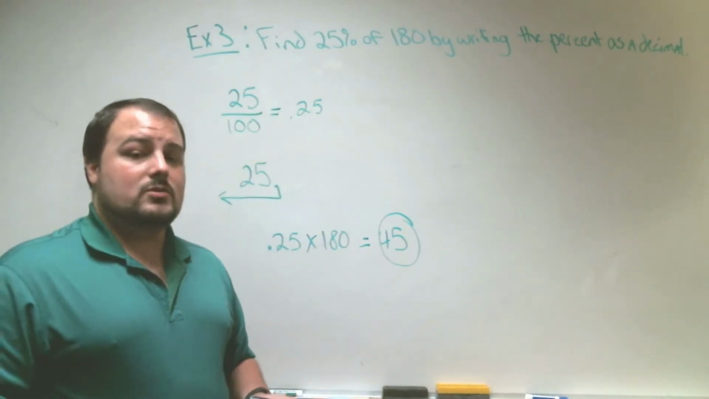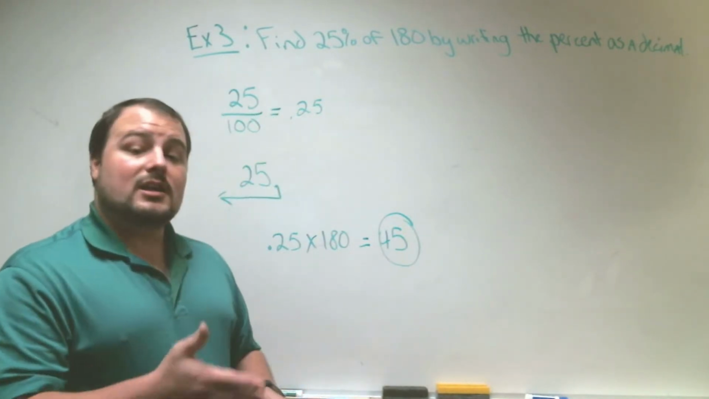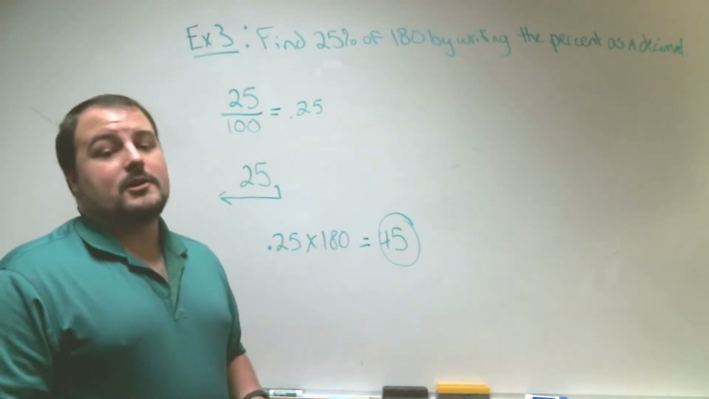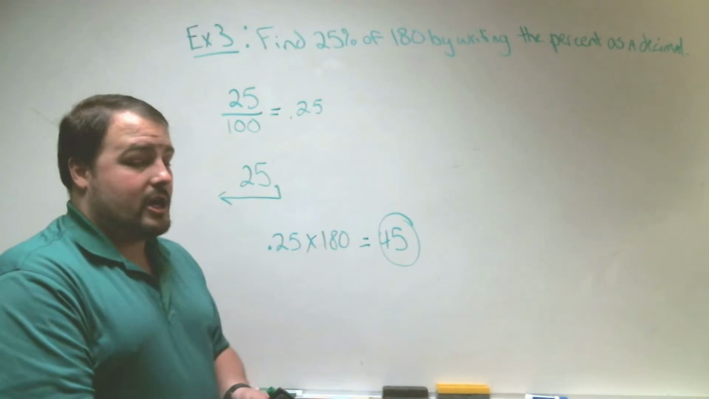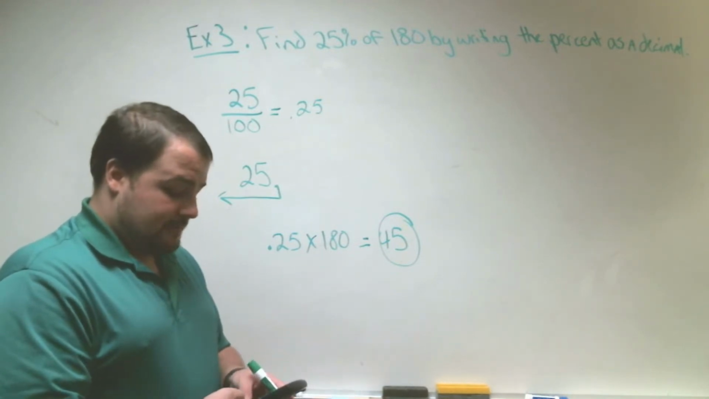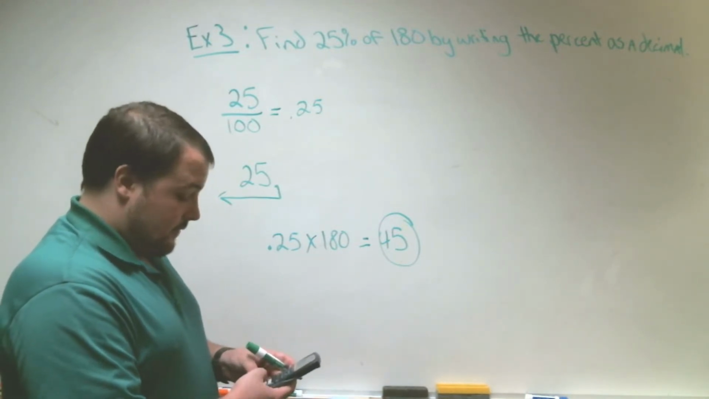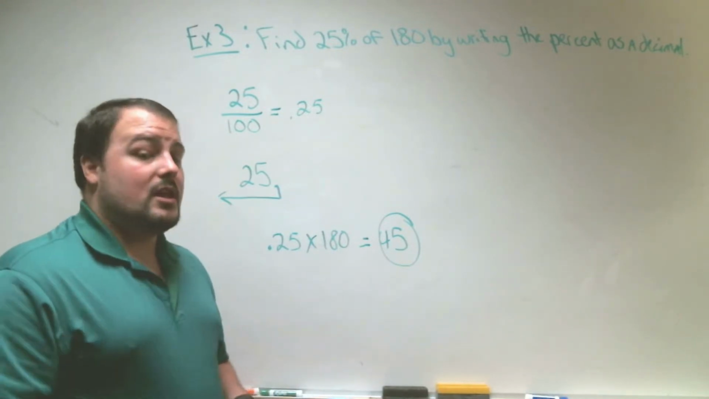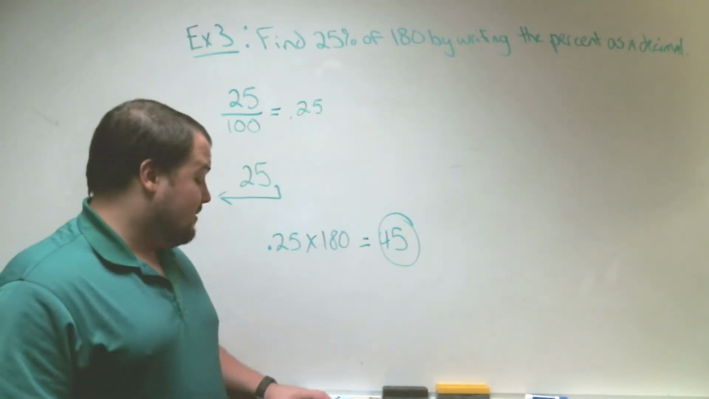What we need to do is take 0.25 times 180 and get our answer, and that number should be 25% of 180. So if you check it, all you got to do is type in your calculator 45 divided by 180 and see if you get 0.25, and if you do, that means you got 25% of that number.